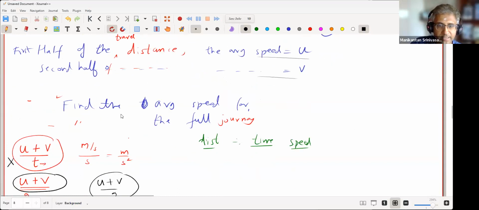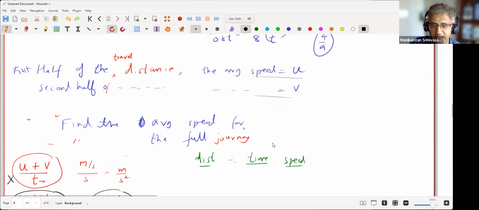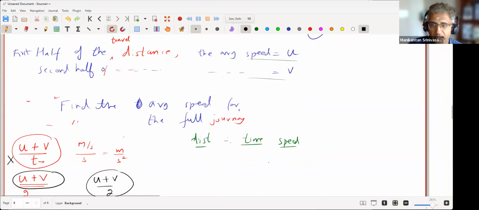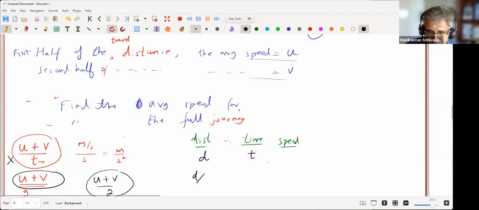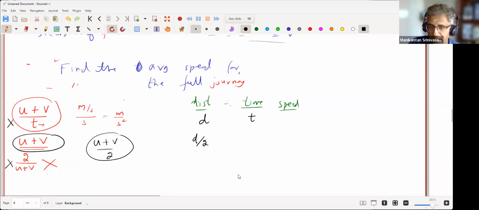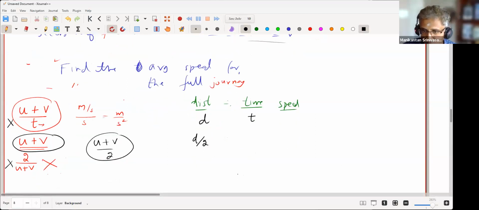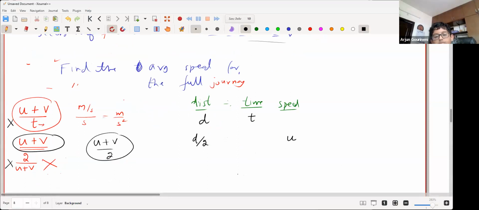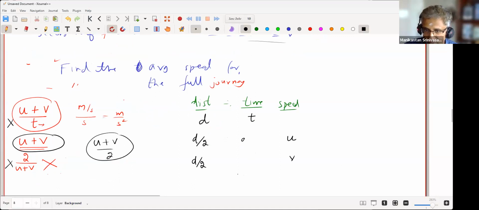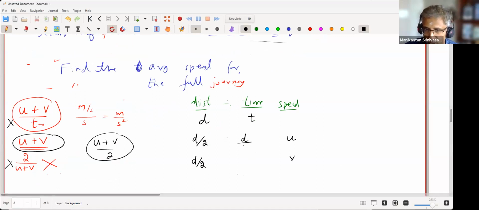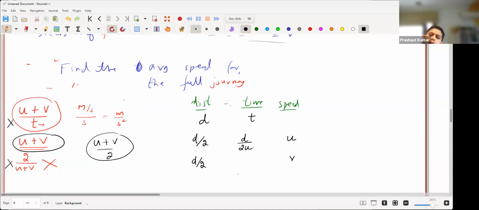Which means I'll just again have the same grid: distance, time, and speed. So let's say the total distance is d, total time is t. Now for the first half of the distance, which is d by 2, the speed was u. For the second half, which is d by 2, the speed was v. Which means the time taken for the first journey is d by 2 upon u, which is d by 2u.